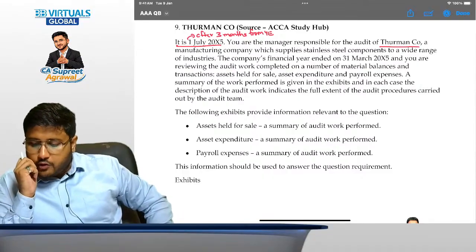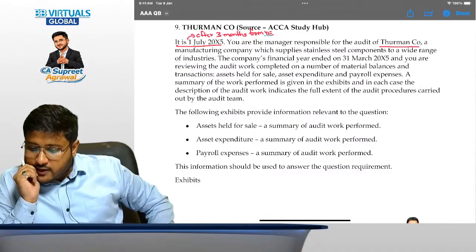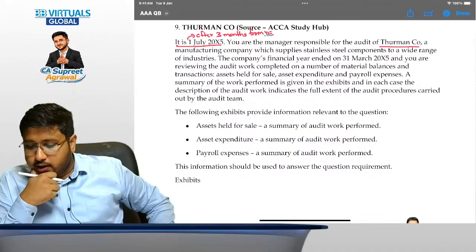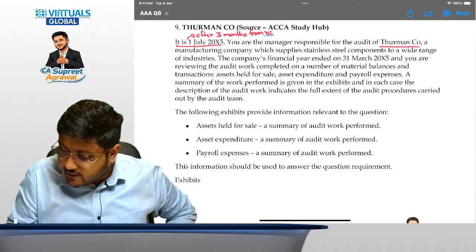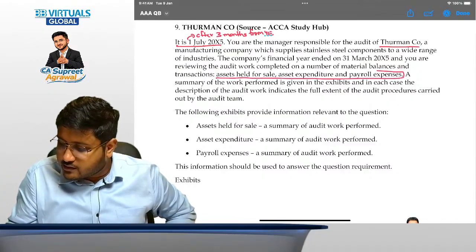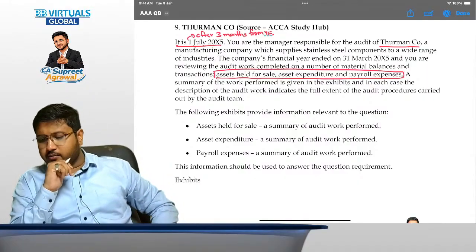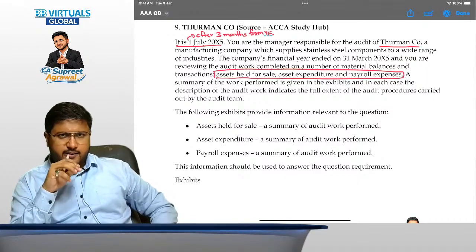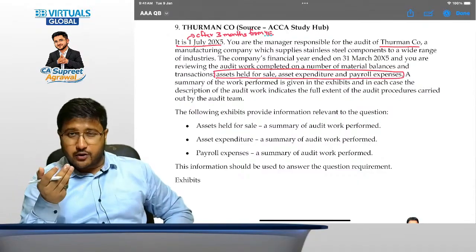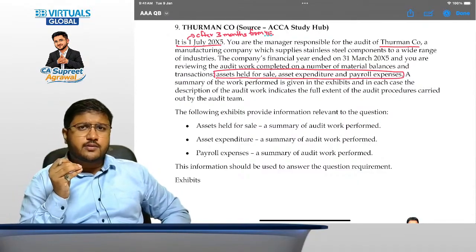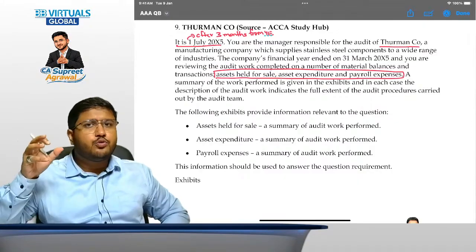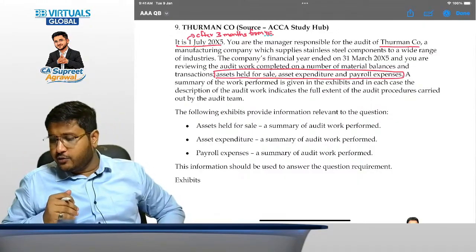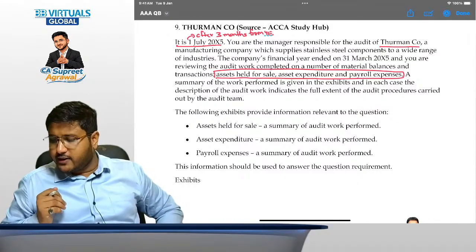Now, you are reviewing the audit work completed on a number of material balances and transactions: assets held for sale, asset expenditure, and payroll expenses. One is a balance sheet item, and the other two are P&L items, and asset expenditure depends on what kind of expenditure it is. If it is incurred to bring the asset to its intended use, then it is capitalized. If it is not, then it is not capitalized.